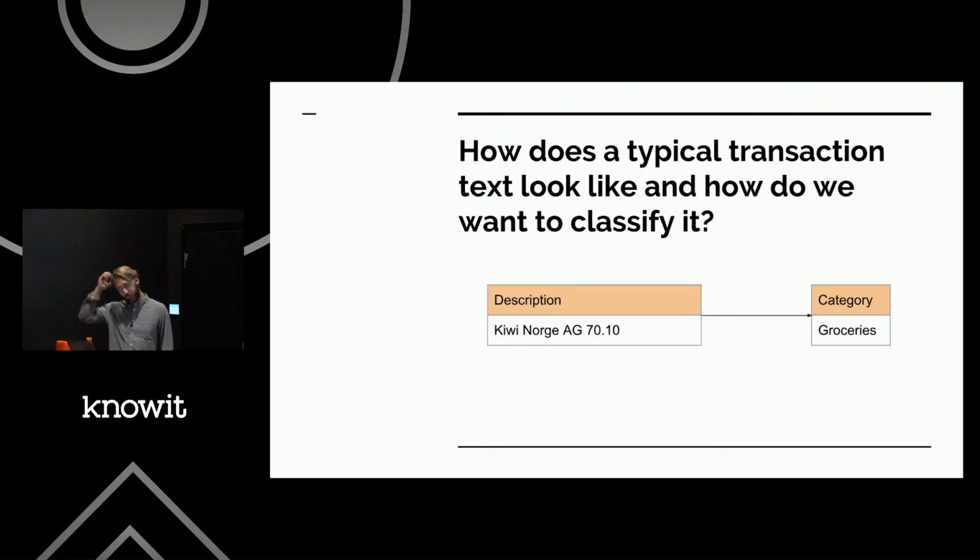So what does a typical transaction text look like? This is what I try to categorize the transactions based on. It says something like Kiwi and some other text, which is not really necessary, but it's usually there for unknown reasons. And then you want to categorize it into its respective category, so groceries for Kiwi.